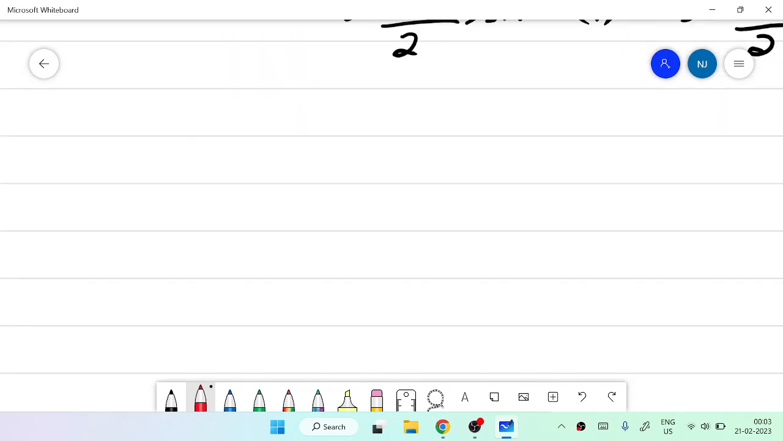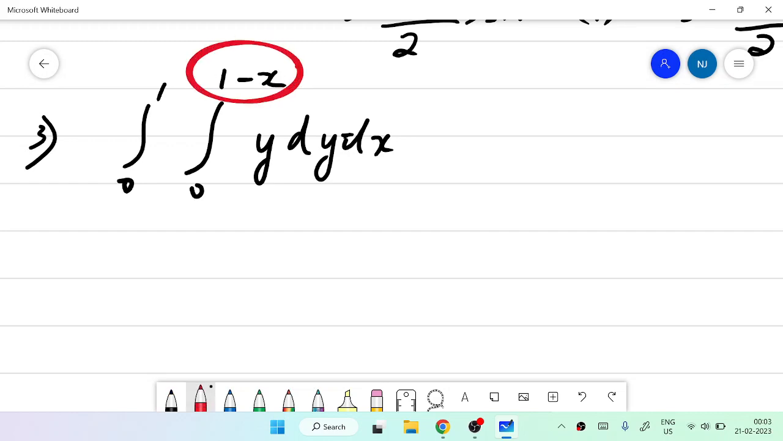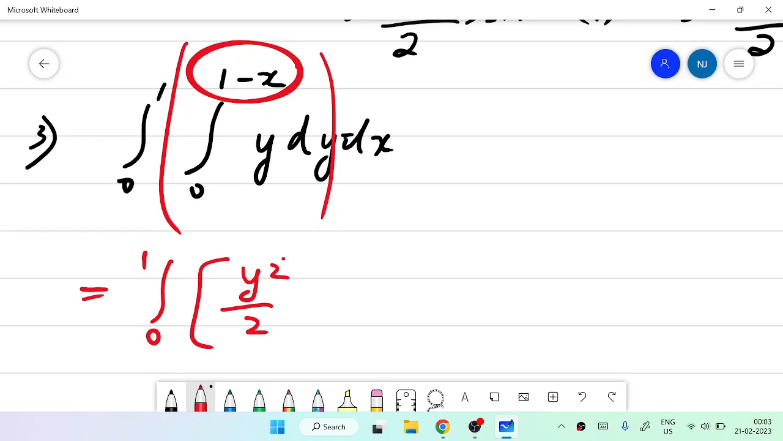Then we are going to do another problem, which is the third problem: integral over 0 to 1, integral over 0 to 1 minus x, of y dy dx. Here I'm having x terms, right? So what I have to take is all the y terms. Understood? So I can directly put a bracket like this, because they are the y terms here. The next step is, I'm taking this as integral over 0 to 1, and I'm integrating y. When I'm integrating y, I'll get y square by 2, with the limits 0 to 1 minus x, into dx.